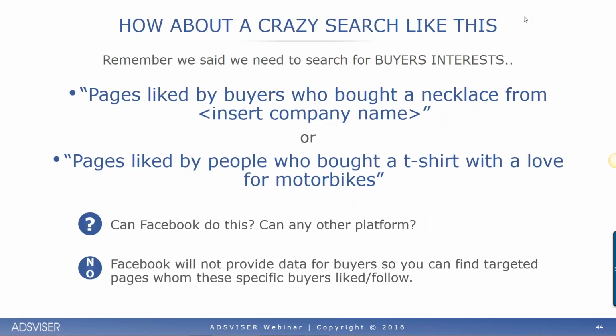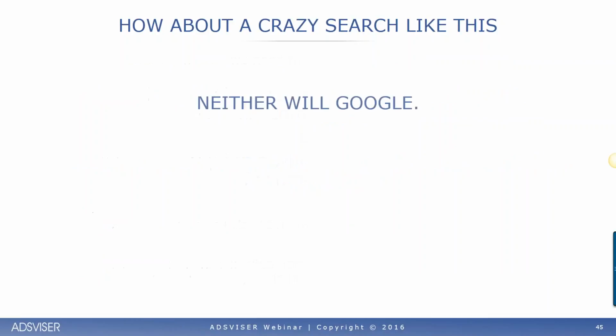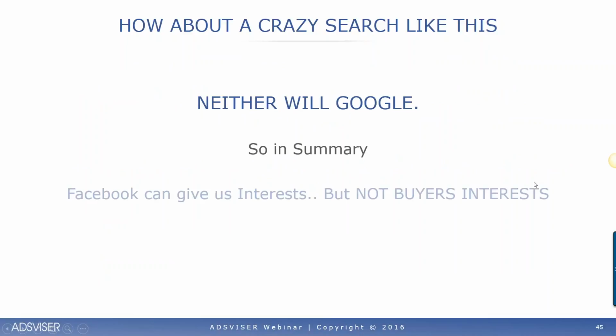Trinity, absolutely. I'm not sure if you've heard this saying, but half the answer lies in the way you ask the question. So that's exactly what we're going to get to: we're going to ask the question in a different way. Google will do the same thing. If you typed that search into Google, it might take you to a shopping page, it might show you some buyers, but it's actually not going to show what your buyers are interested in. So in summary, Facebook can give us interests, but not buyers' interests. Or can they?